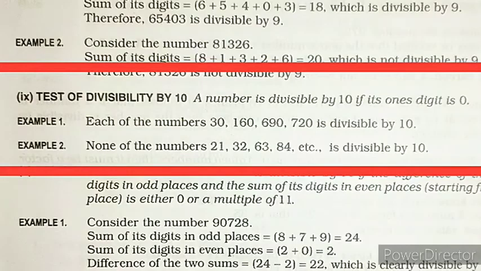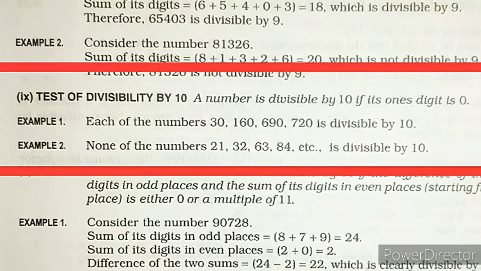Test of divisibility by 10. It is quite similar to 5. In the test for 5, we have to check the ones place digit. If the ones place digit is 0 or 5, then it is divisible by 5. But in the test of divisibility by 10, only if the ones place, the unit place, the last digit is 0, then the number is divisible by 10.